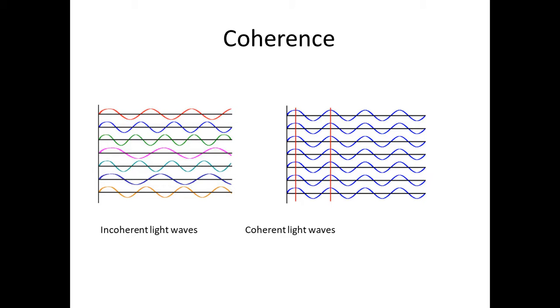Coherent: if you see the second diagram, all the waves are in phase, meaning the crest of one wave is matching with the crest of another wave, and the trough of one wave is matching with the trough of another wave. Whereas if you see the first diagram, that is an incoherent source, so phases are not matching, and the waves are of different colors, meaning not monochromatic.